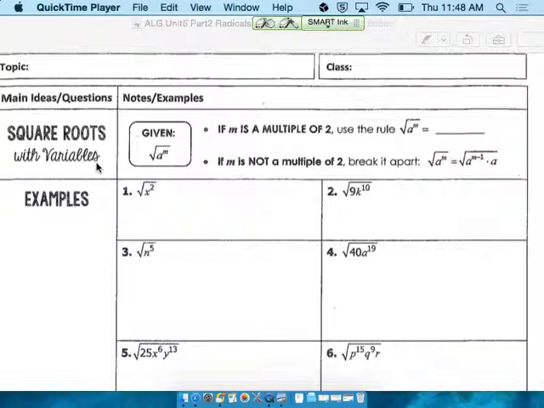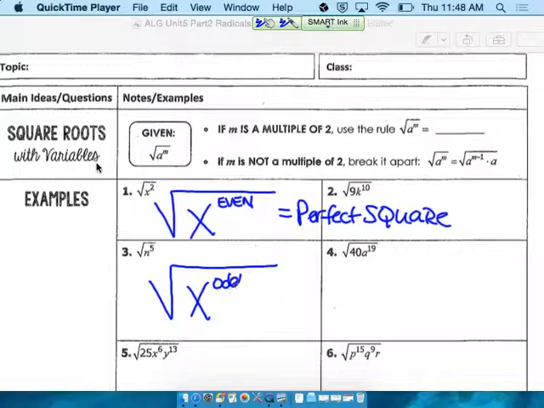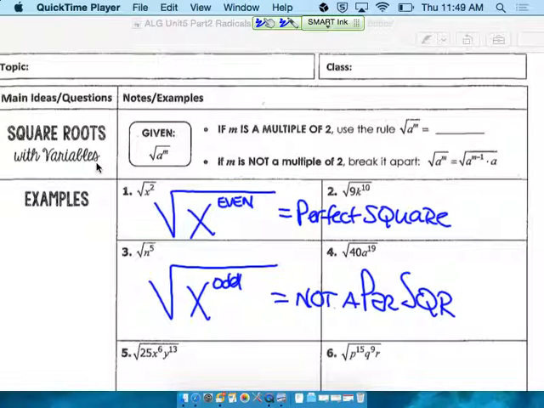So the way that you would do that, just the basic simple rule is this. If you're looking for a square root and the base is raised to an even number, that's a perfect square monomial. If you have a base raised to an odd number, it's not a perfect square. And the easy way to do it, just take the power and divide it in half.